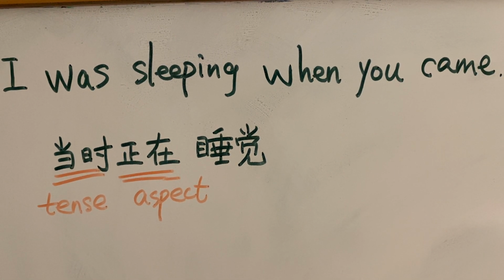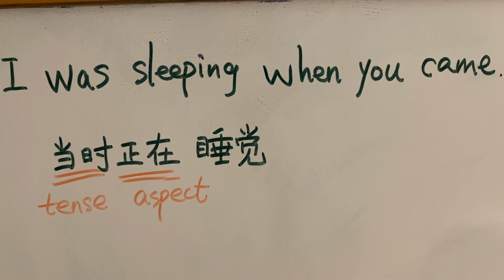Okay, in this episode, we're going to talk about past continuous in Chinese. As we can see the sentence on the board, I was sleeping when you came. Was can be seen as the tense of the sentence, and sleeping is the aspect of the sentence. It's a continuous aspect. So it is the same in Chinese.